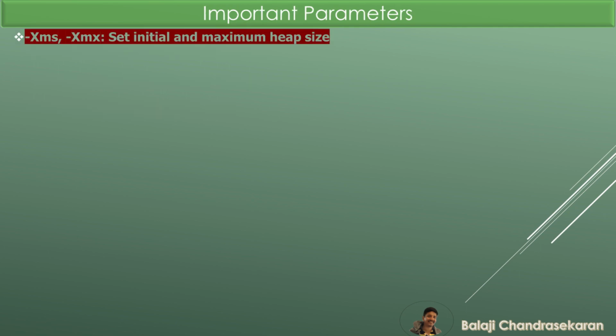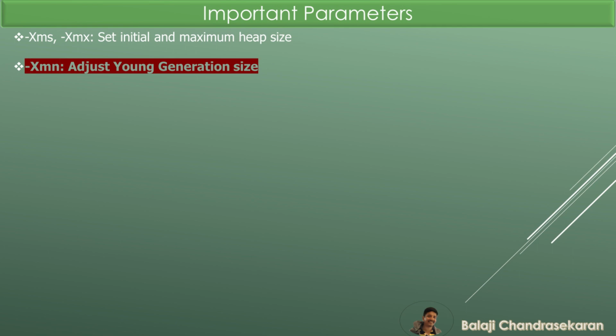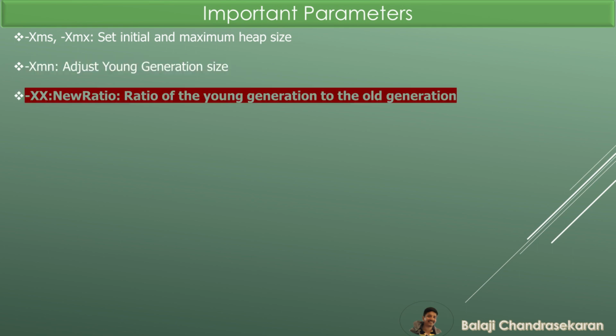It's important to note that the impact of the GC and JVM parameters can vary based on your application and JVM version, so experimentation and monitoring are crucial. Xmx sets the maximum heap size. Xmn is used to adjust the young generation size. -XX:NewRatio is used to adjust the ratio of the young generation to the old generation.